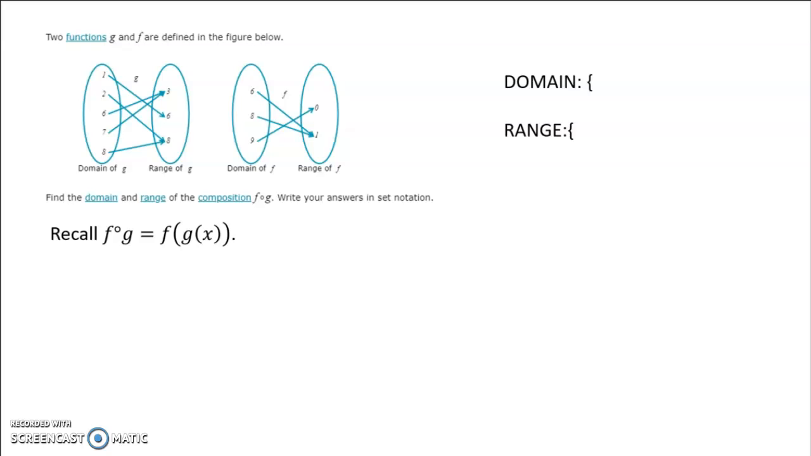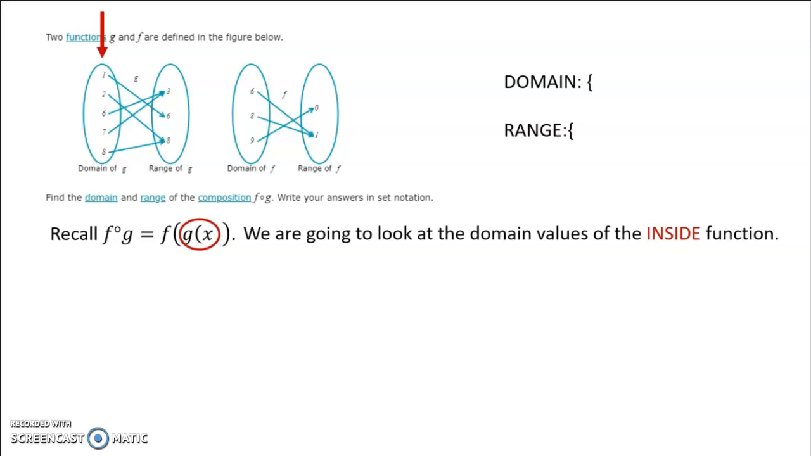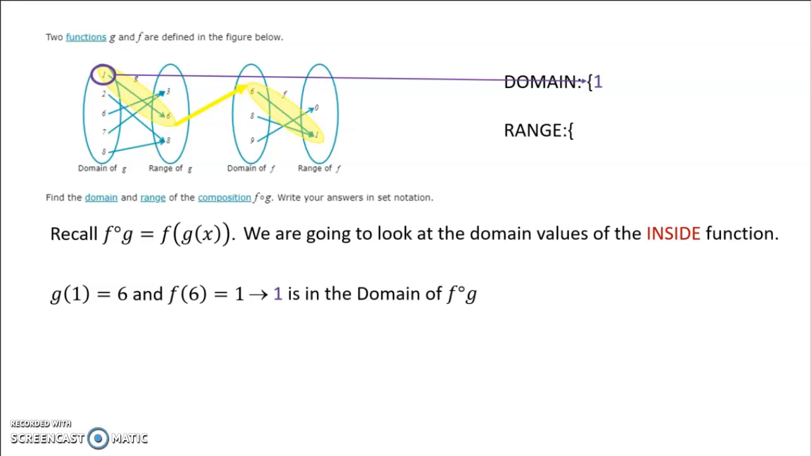To look at the domain and range, we're going to look at the domain values of the inside function, which in this case is g of x. We're going to start with the first member of the domain of g, which is 1. Looking here at our graphic, g of 1 is 6 and f of 6 is 1. Since we can go all the way through with that, that means that 1 is in the domain of f of g, and 1 is in the range of f of g.